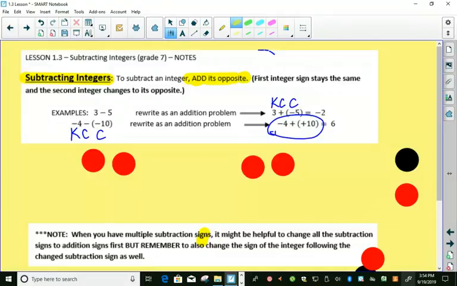I do want you to look at the note. When you have multiple subtraction signs, it is typically helpful to change everything to addition before you start. But you have to remember that every two integers with their subtraction sign in between is a separate subtraction problem. And I'll go ahead and do an example like that on the next page just for you to see.